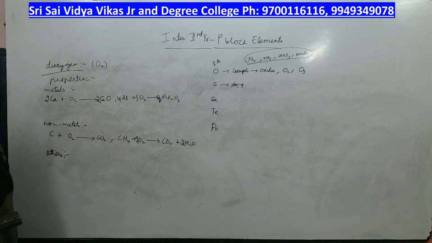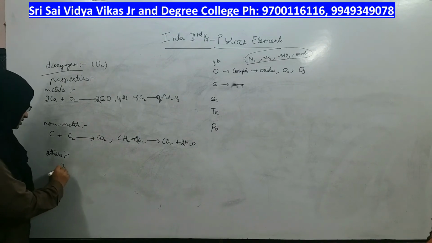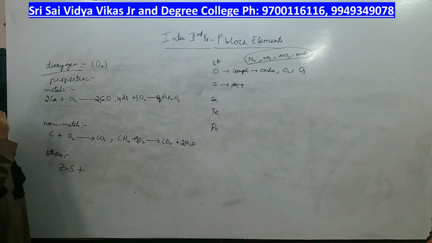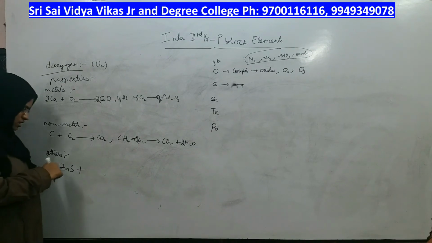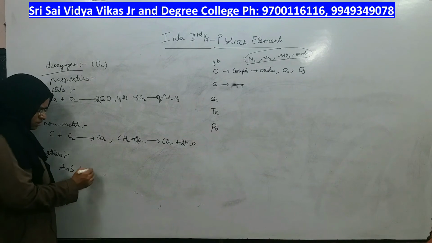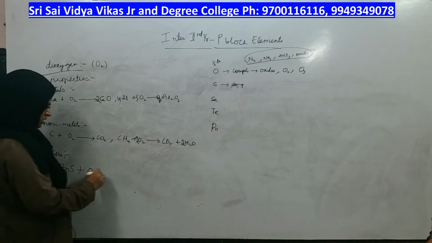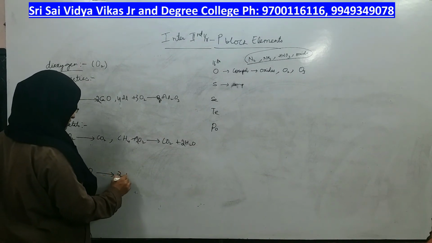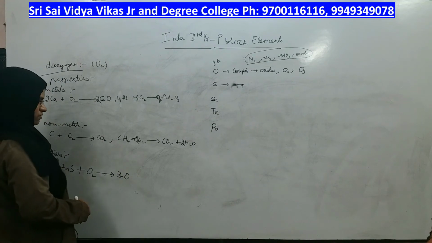They form these particular products. Others. Who comes under others? Zinc sulfide. It is an ore. It is not a metal. It is an ore in which metal is present. So will it react with oxygen? Yes. What happens? That zinc oxide you will get.